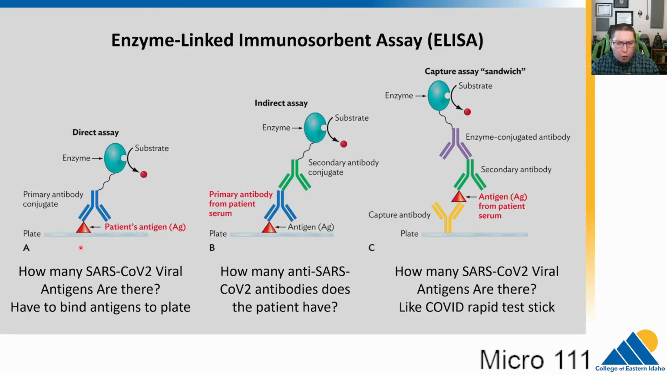So the first and the last one are kind of doing the same thing, but it's just in this one we have to attach the antigen to the plate. In this one we don't, which makes it a lot simpler. That's why we can do like the rapid test strips. The middle one, the indirect here, is looking at how much antibody is present against an antigen.